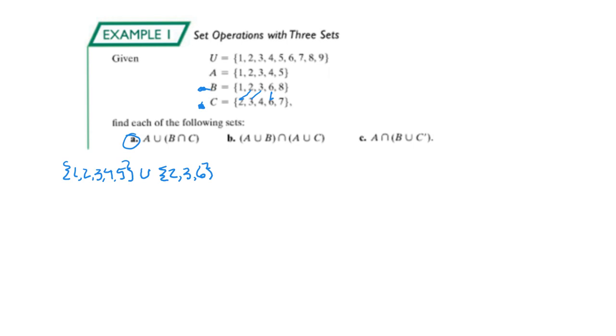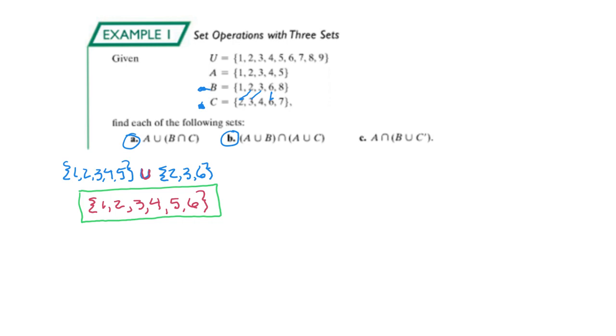Our next item that we want to focus on is this union. Union means to unite the two sets together. So without repeating, I will unite these. So I have 1, 2, 3, 4, 5, and 6. And this would be my final answer for this first one. All right, let's take a look at the next one.